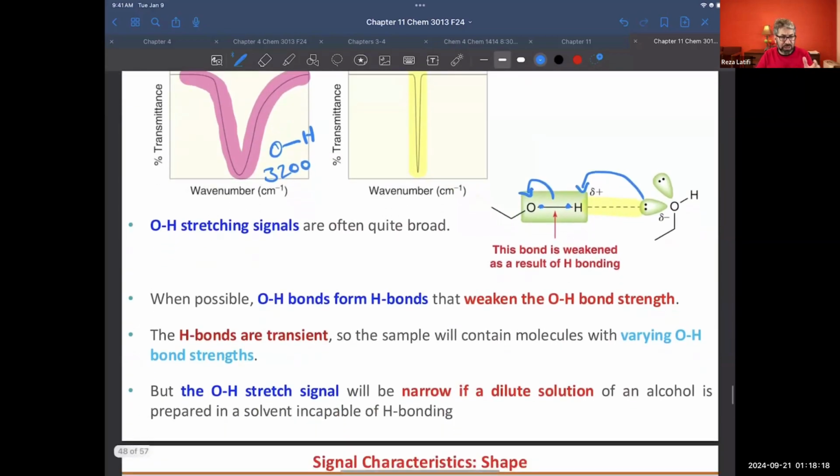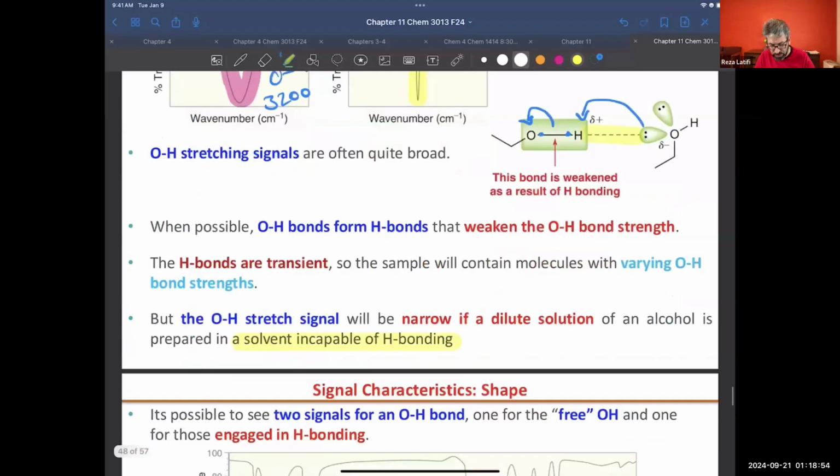Now how can I make it narrow? Anything that reduces the number of hydrogen bonds will make the peak narrow. If you dilute it with a huge amount of solvent that is not going to be involved in hydrogen bonding, technically your OH signal will turn from a broad shape to a narrow shape. But your solvent should not be able to get involved in hydrogen bonding with the OH.